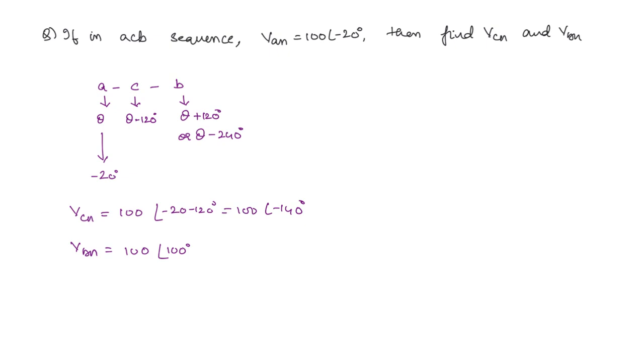So if you draw in the phasor form, this is 0 degrees, right? So minus 20 is going to be like this, minus 20 degrees, then at minus 140 degrees, right? So this is minus 140, so that this angle is 120 degrees. We have VCN. And finally, at 100 degrees, we have VBN. Okay, so we have to take care about the given sequence here.